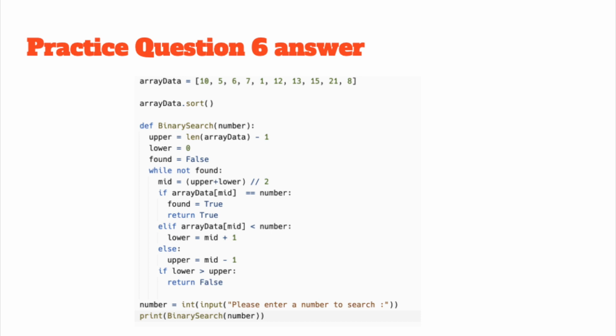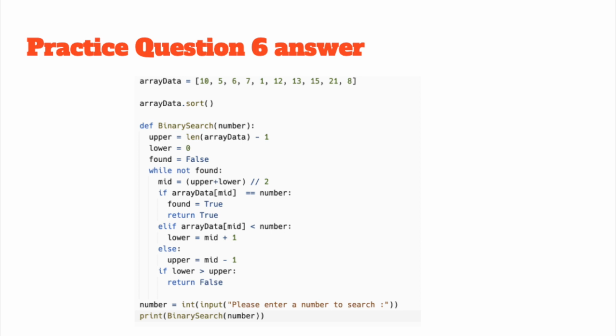We ask the user for an input, we store that in number, and then we can simply print the function out, print binary search number, which will give us a true or a false. Now you could modify this program slightly, and then you can use a selection here where you could perhaps store the function results in a variable and then say if found is equal to true, item was found, else item was not found. Hopefully you understand how binary search works now.